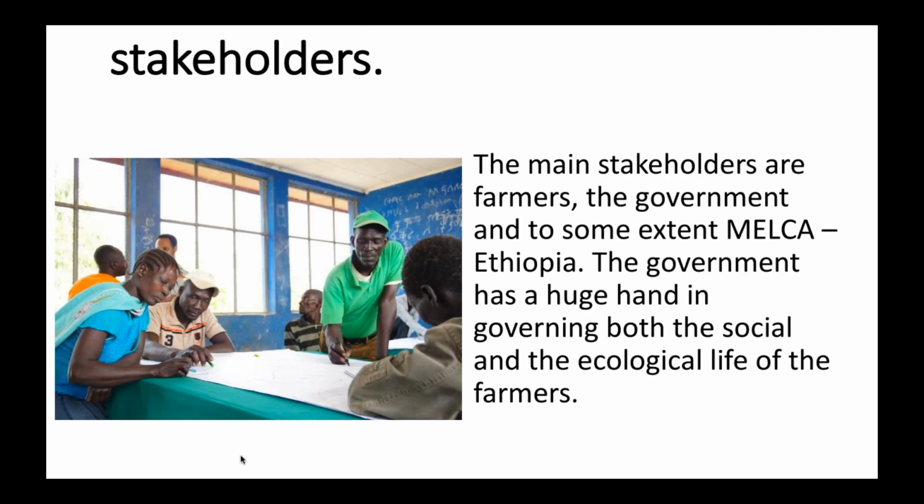So stakeholders, as I said, participated: the government and the local community, and mainly the Malkaituba. You have to involve the government. In our case, the government has a huge hand in governing both the social and ecological life of the farmers, so they have to be included.